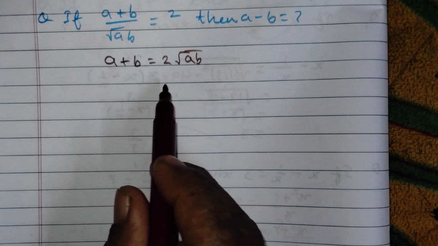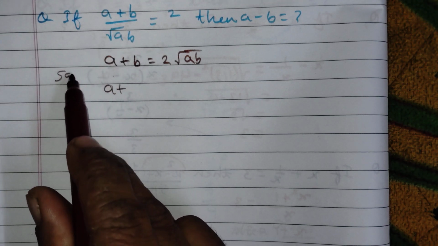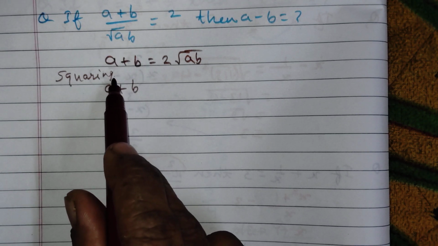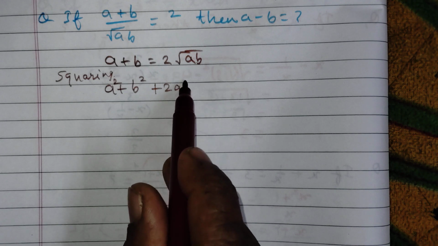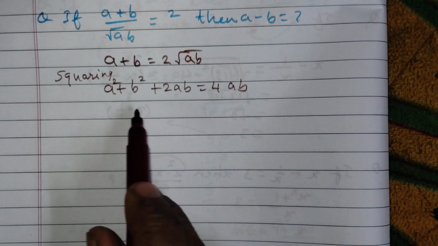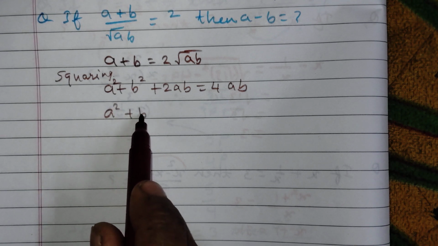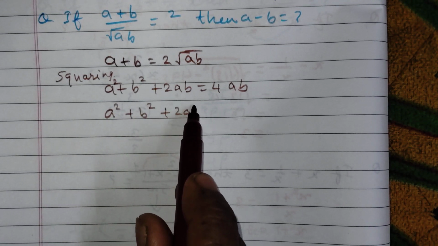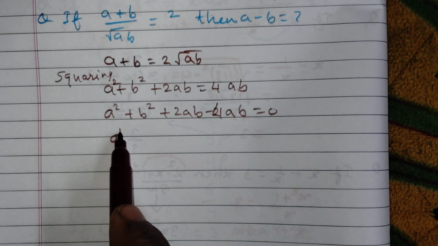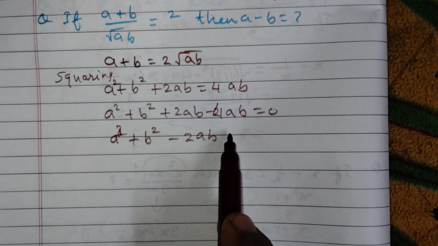by cross multiplying. Now squaring both sides, it gives us a plus b whole square. It means a square plus b square plus 2ab. On the other side we get 2 square is 4, square root ab square is ab, 4ab. So 4ab transfers to the left hand side, so it becomes minus 4ab equal to 0. So a square plus b square minus 2ab equal to 0.